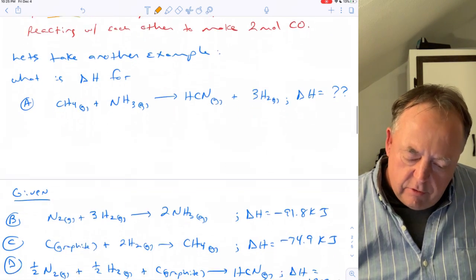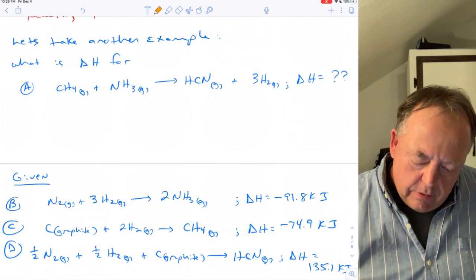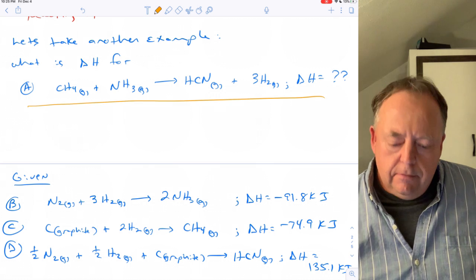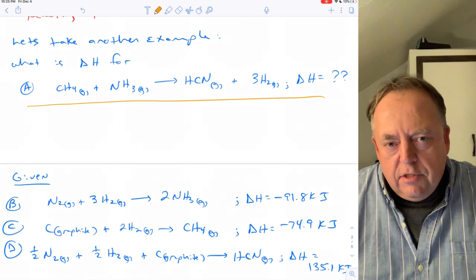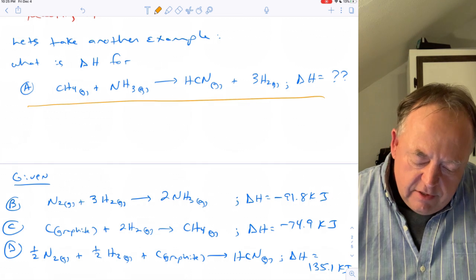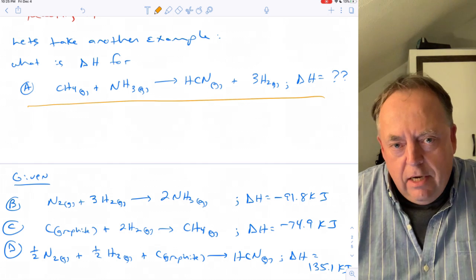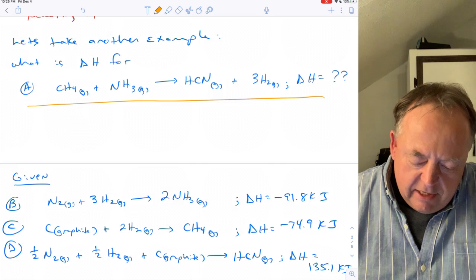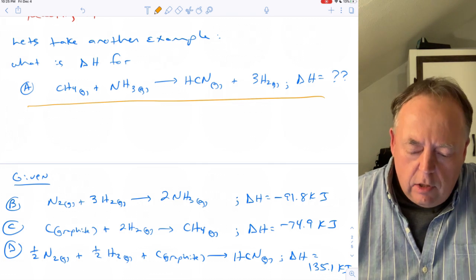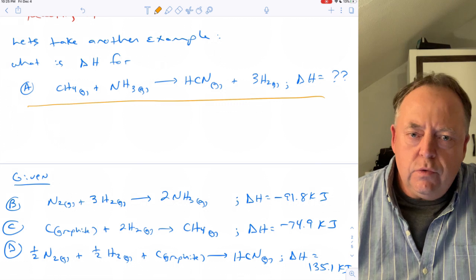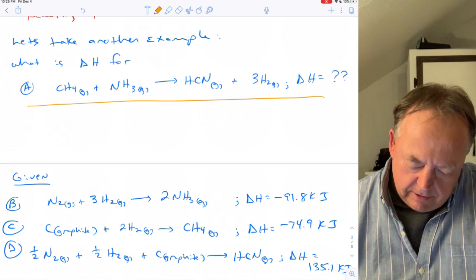Okay, so let's take another example. Let's say we want to know delta H for this reaction. Maybe we could study it in a calorimeter, but of course that requires a lot of time, a lot of effort, and you have to have some money because you have to buy the chemicals and the equipment, right? So it would be better if we could just use something like Hess's law and calculate this and not even have to do the experiment.